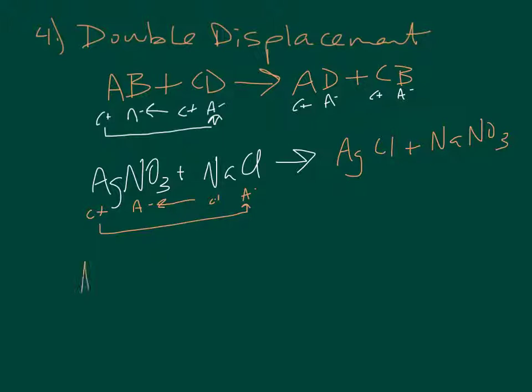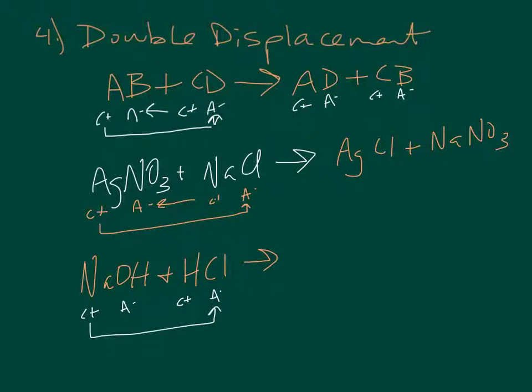What if I have sodium hydroxide plus hydrochloric acid, or hydrogen chloride? HCl is hydrochloric acid. And what is that going to be? So again, my sodium is the cation, hydroxide, another polyatomic ion, is the anion. Hydrogen is the cation, and chlorine is the anion. So sodium and chlorine are going to go together, and hydrogen and hydroxide are going to go together.